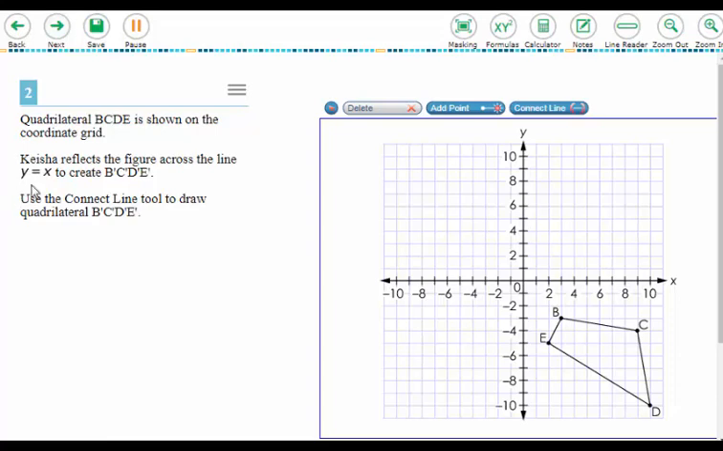So the first thing you want to think about is the fact that it does say reflection. Remember that a reflection is a mirror image, so you would want to keep that in mind. We want to draw a mirror image, and it has to be across the line y equals x.